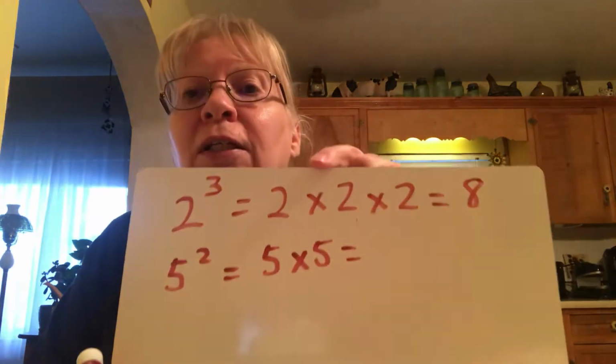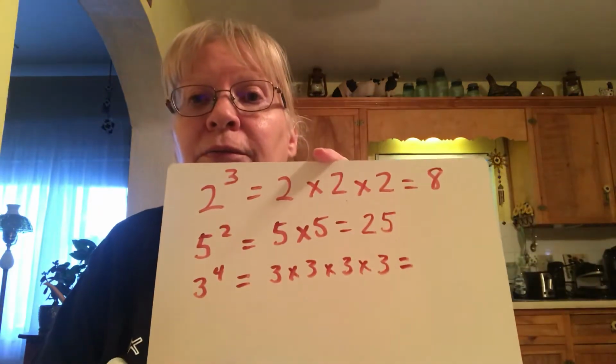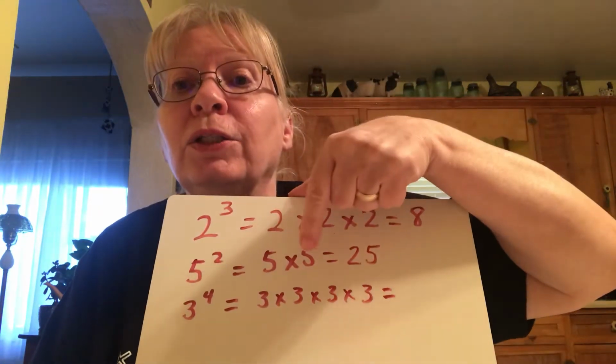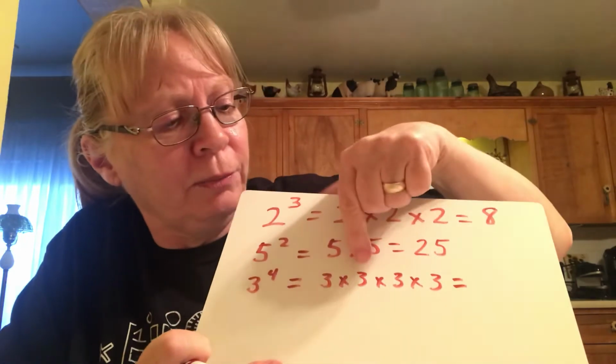Let me do another one. Let me do 5 to the second power. And since it's to the second power, there's just going to be 2 5s. So 5 times 5 is 25. Okay, so 5 to the second power is 25. All right, let's try 3 to the 4th power. Well, that's going to be 3 times 3 times 3 times 3, okay? Because there's 4 3's here, right? 1, 2, 3, 4.